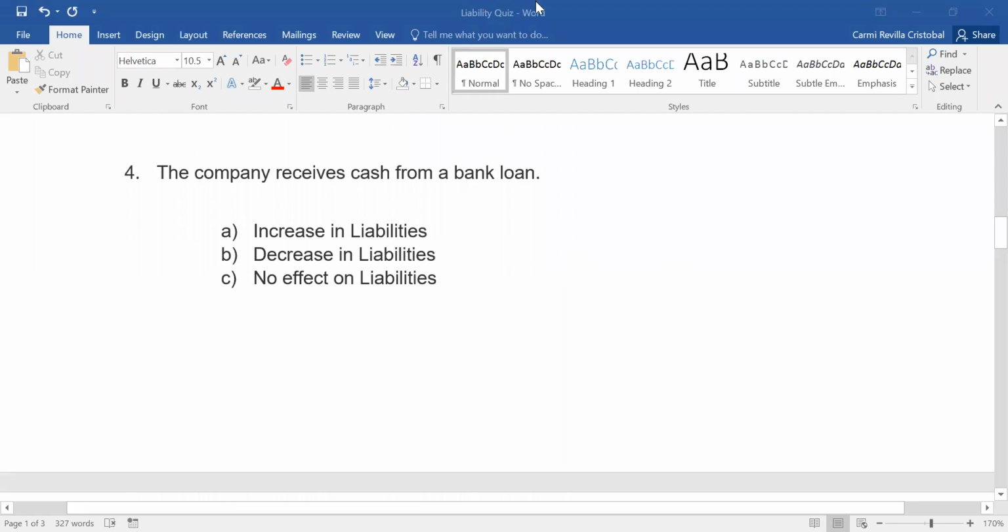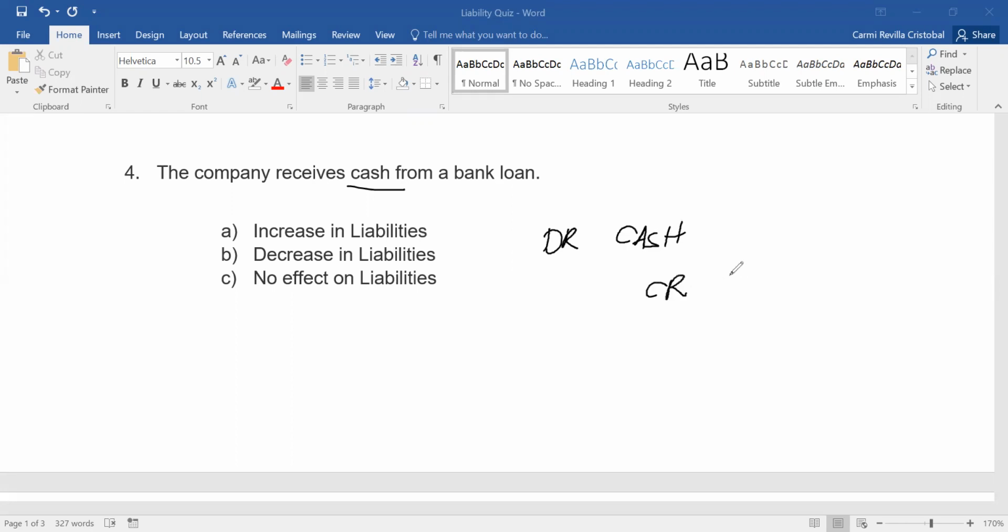Number four, the company receives cash from a bank loan. So it has received cash. What is our entry? Debit cash, since we receive the cash, and credit loan payable. If you watched the video about the concepts of liabilities, you would have encountered this. The company receives cash, so there is an impact on liability: an increase in liability.